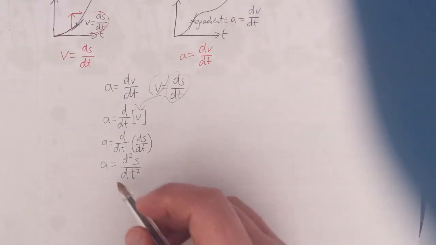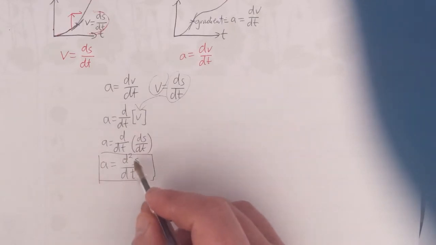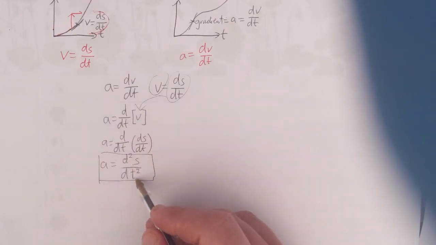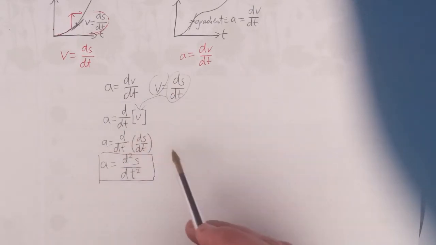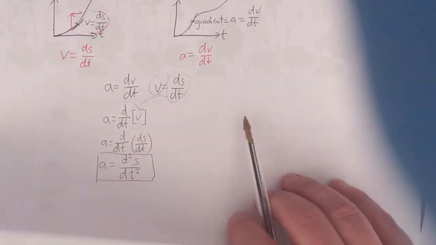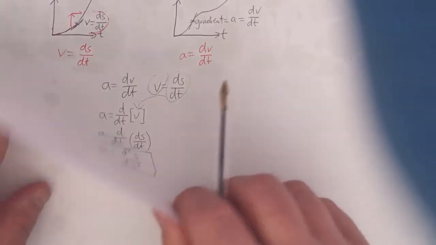So at this stage, we've got the second differential of displacement with respect to time is the acceleration. So this is like the rate of change of, or the rate of change of the rate of change of displacement. And I'm going to try and explain that a little bit in a slightly different way on the next sheet.